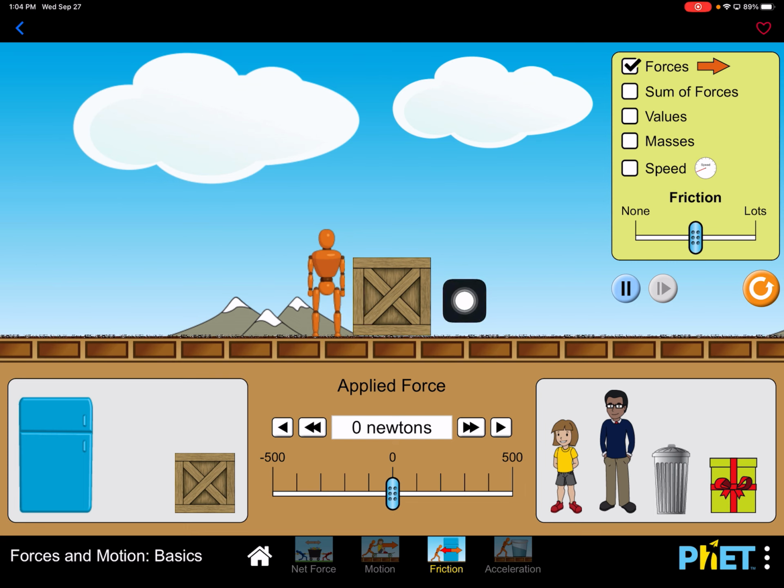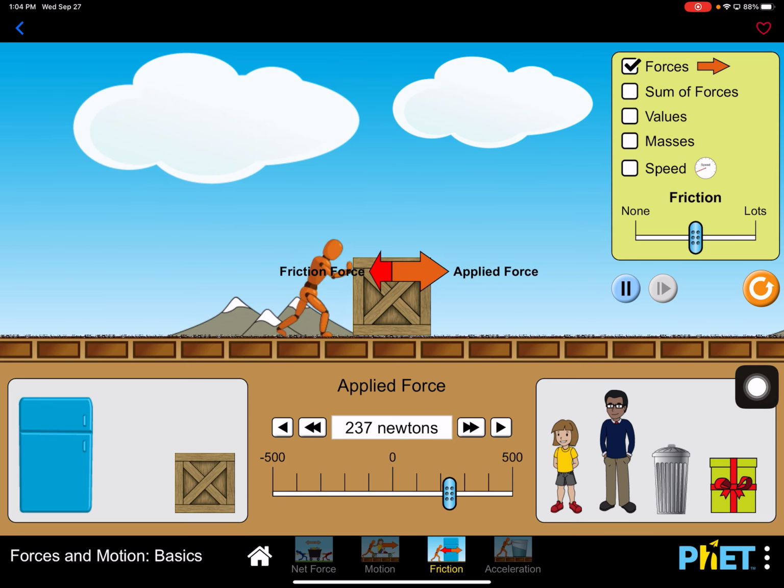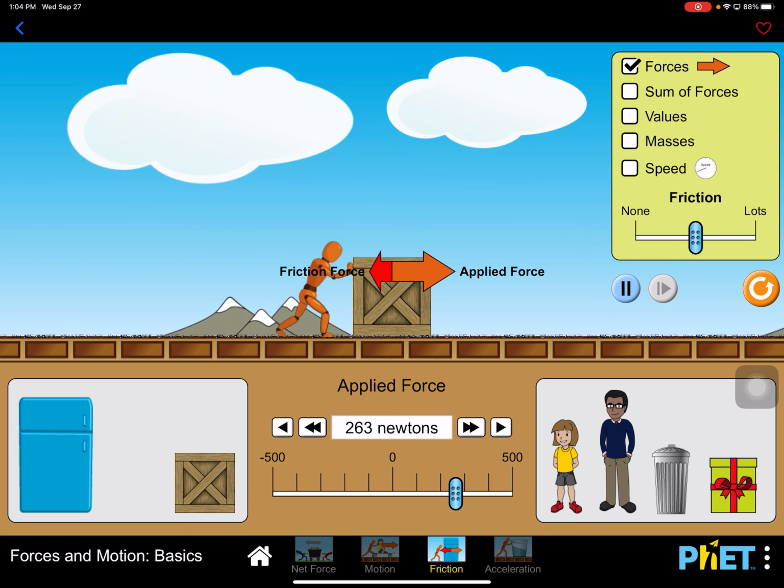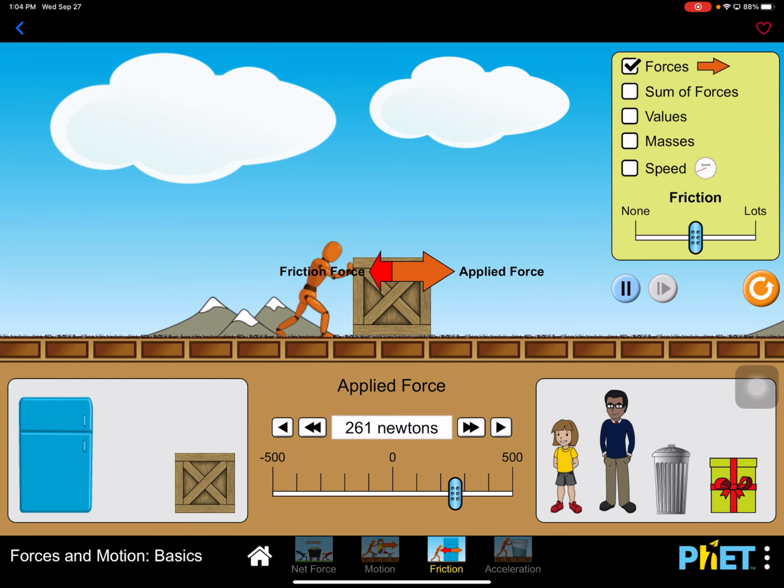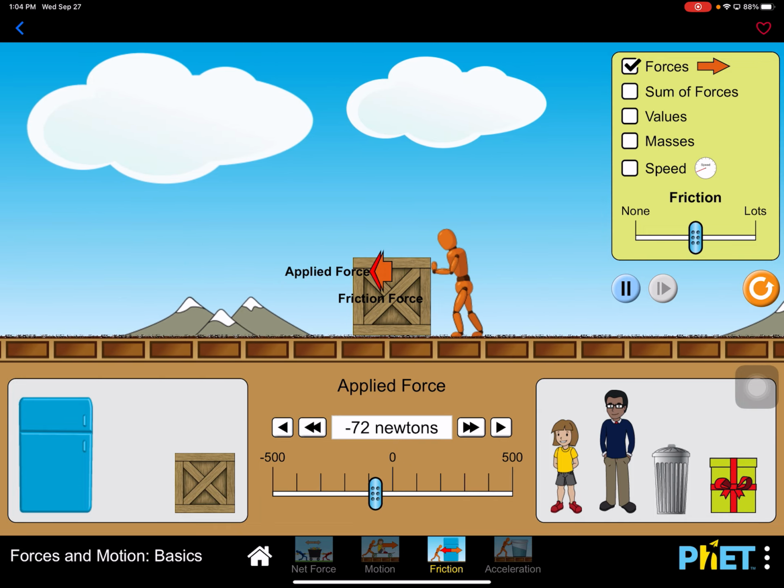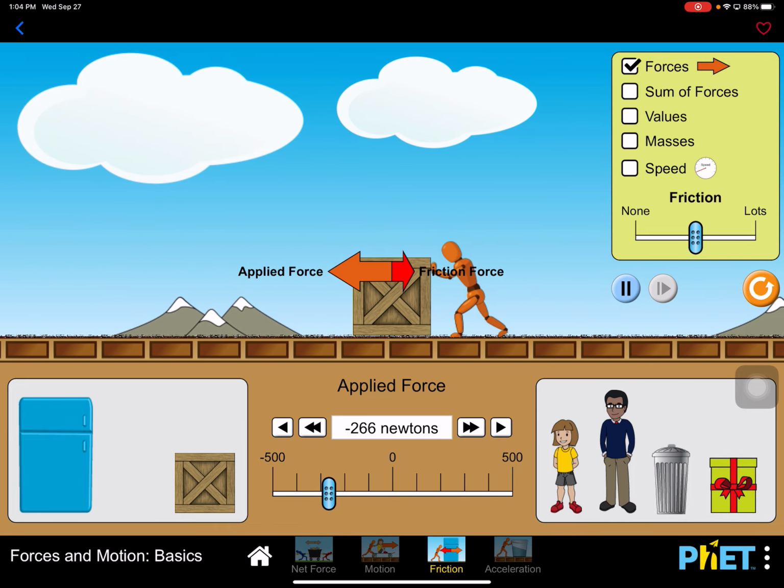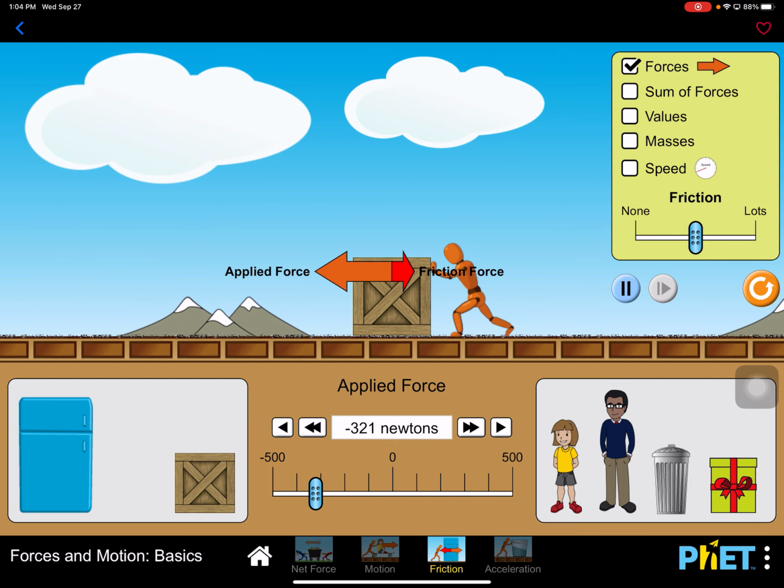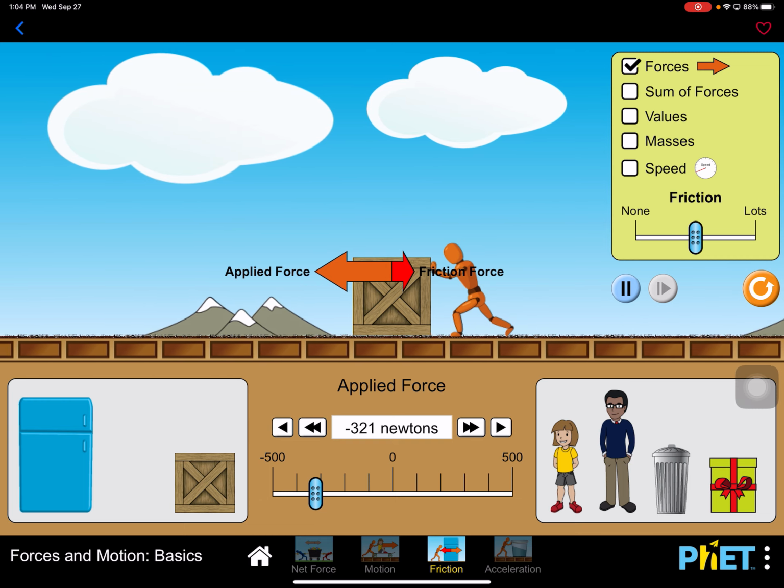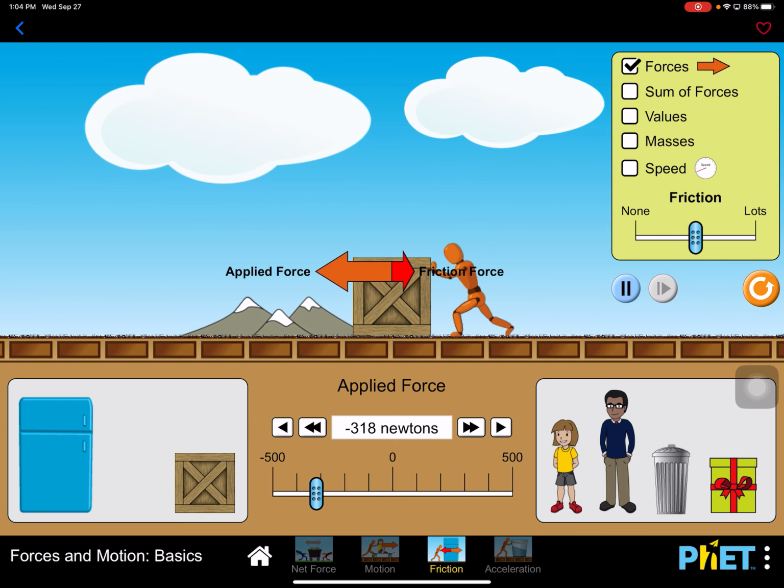What if I had tried to push the box in this direction, and it's not moving? Then the friction force would be in the opposite direction. And similarly, if it's moving in that direction to the right, you see the friction force is toward the left. If the object is moving to the left, the friction force is to the right.